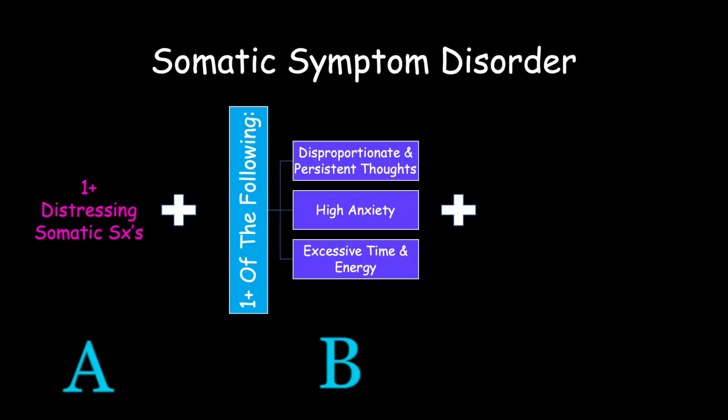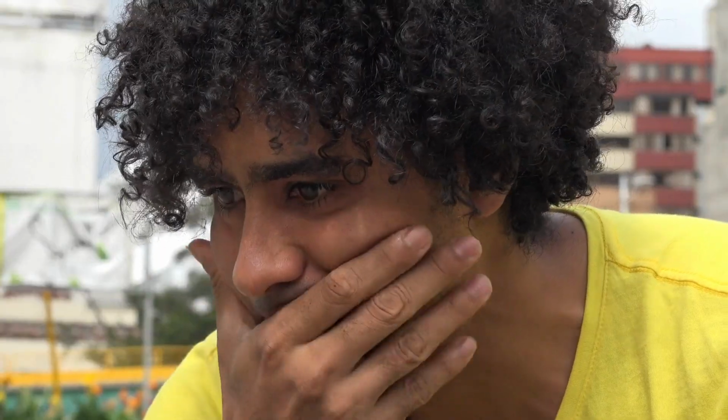3. Excessive time and energy devoted to these symptoms or health concerns. So what we see is that these health concerns can become all-consuming and can become a central role in the identity of an individual's life. And this often affects and dominates one's interactions with other people.